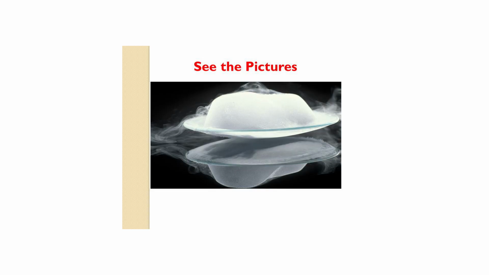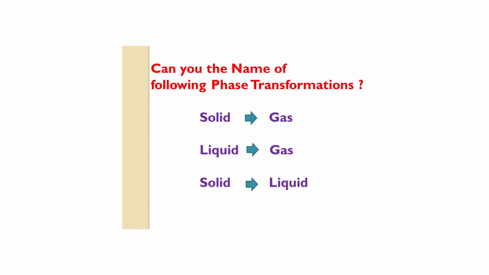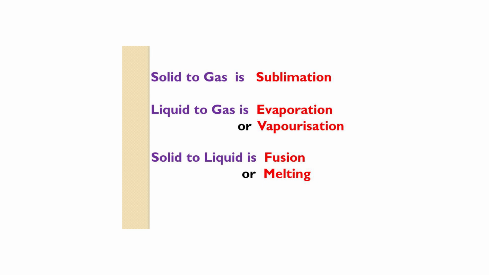Students, can you give the name of the following phase transitions? When solid changes to liquid, what is the process? And when liquid changes to gas, what is the process? Again, when solid changes to gas, what is the process? When solid changes to liquid, the process is fusion or melting. When liquid changes to gas, what is the process? Evaporation or vaporization. When solid changes to gas, what is the process?